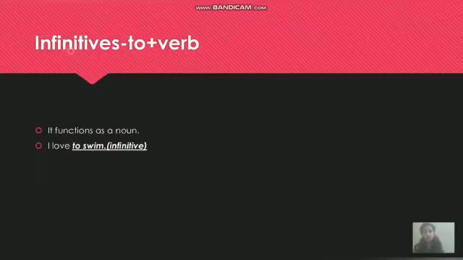Now the next division that we are going to discuss is infinitives. So infinitives generally take this form, to plus verb form. The infinitive also acts as a noun. So the main function of the infinitive is that it acts as a noun. Look at the example. I love to swim. So to swim is an infinitive here and this phrase to swim acts as a noun. I told you that the subject and the object are always a noun or a pronoun. So to swim is an object and it acts as a noun.